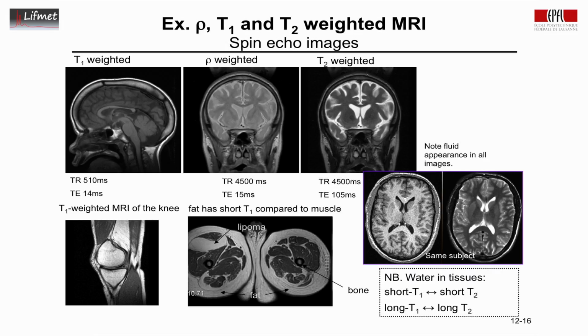So we have to remember for water that a short T1 typically implies a short T2, and a long T1 implies a long T2. So even though this is long T2 and this is long T1, the contrast, the way it appears, is different, and this is important because the way we generate the contrast in MRI changes the appearance of the same signal, of the same mechanism.